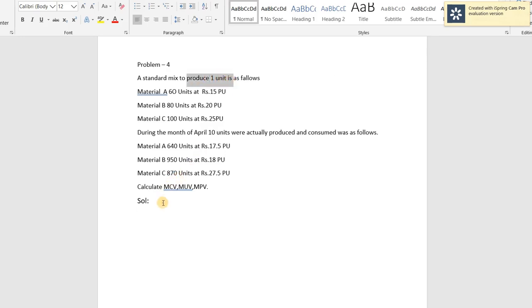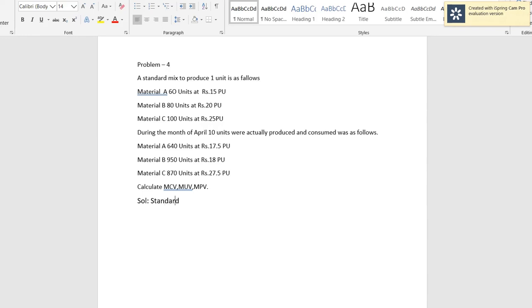So, understood the information here? Standard mix is only for 1 unit, but in the month of April, 10 units were actually produced. Now, we'll see how to solve the problem. First, we have to find out what is the standard cost and what is the actual cost.